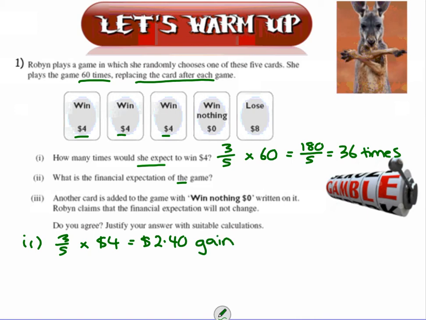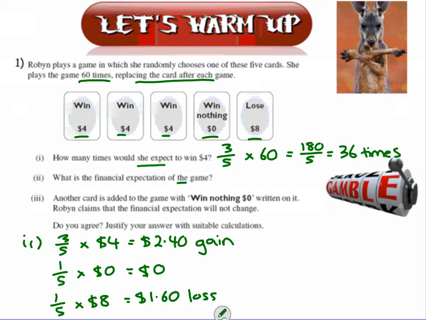Okay, the next one is win nothing. There's a 1 in 5 chance that you're going to win nothing. So 1/5 times $0, of course, gives you $0. And the last one is lose $8. There's a 1 in 5 chance that you're going to lose $8. So what's 1/5 of $8? Basically, it's 8 divided by 5. That gives you $1.60, but that's not a gain, that's a loss, as opposed to the wins, which are the gains.